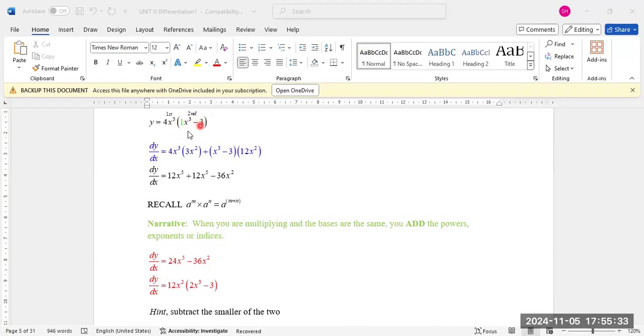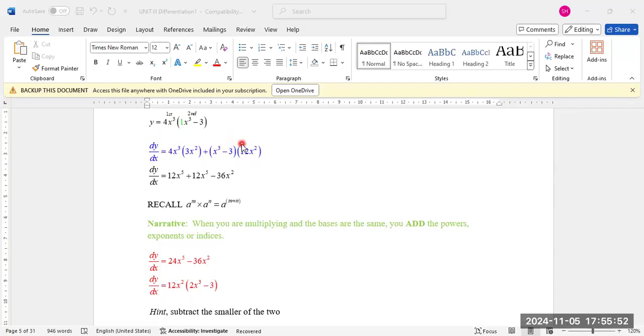So that's the first times the differentiation of the second, plus the second, x cubed minus 3, times now the differentiation of the first, which is 4x cubed. So I have 3 times 4, which is 12x squared. The differentiation ends here.